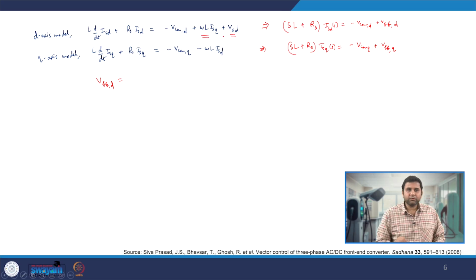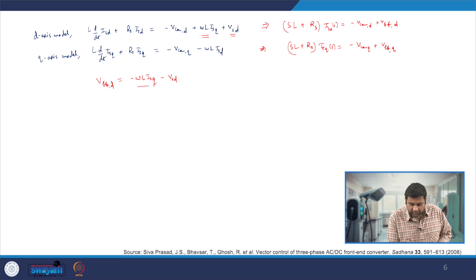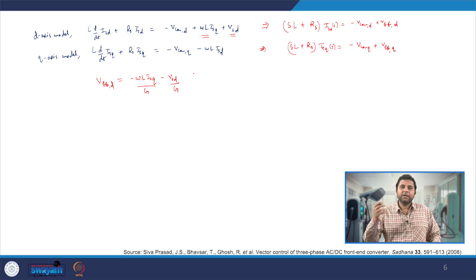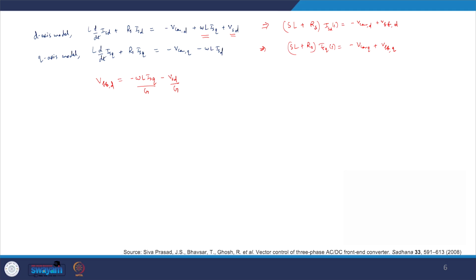If we can cancel out these two terms, then we can ensure that there is no cross coupling, and as this is a constant quantity, we can also eliminate that quantity as well. So that V forward could be minus omega L ISQ and then minus VSD, and since we are having the gain G, we will divide it by gain G. When this is multiplied with the transfer function of the half bridge converter, which is G by 1 plus STD, the G and G will get cancelled out, and those voltages will be applied across the L and RS in the circuit.